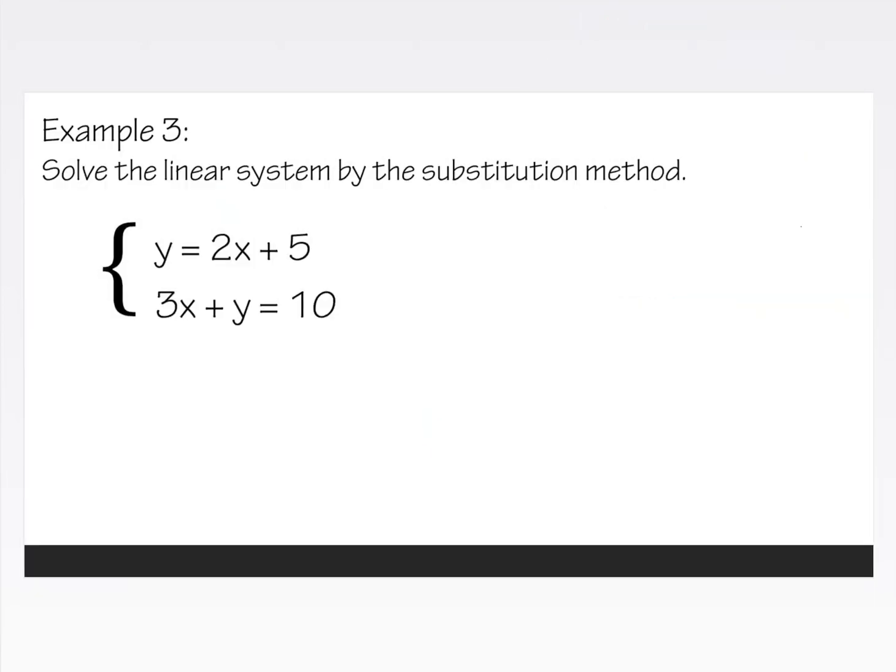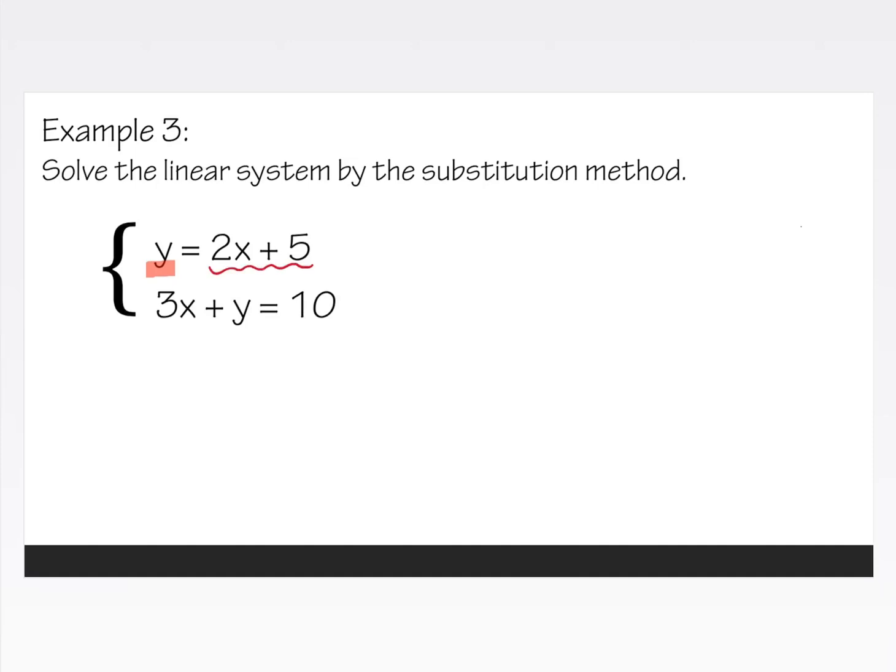Now another way that we could solve a linear system is by substitution. So substitution, how it's easiest to do is to isolate one variable and then plug that into the next equation. So here we have my variable y is already isolated, and it's equivalent to 2x plus 5.